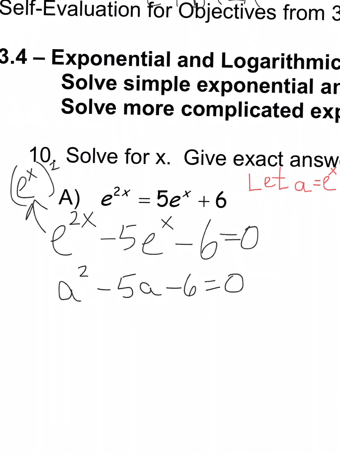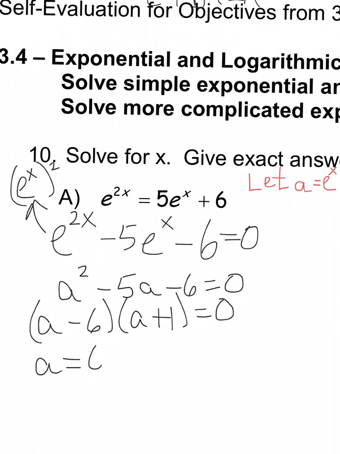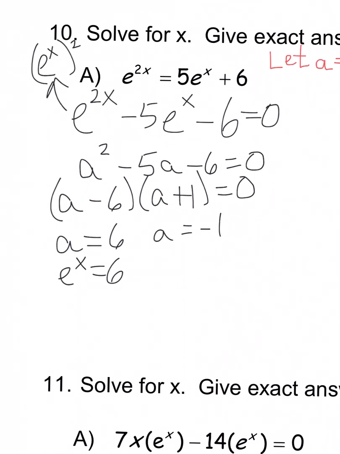And our end goal is not to solve for a, our end goal is to solve for x. So after we solve for a, we're going to substitute e to the x back in, and then solve accordingly. So now that we have this quadratic, what multiplies to be -6 and adds to be -5, that would be -6 and +1. So we factor that, set those equal to 0, and now we have a equal to 6, a equal to -1. And again, we're not solving for a, we're solving for x. So we're going to substitute e to the x back in. e to the x equals -1.